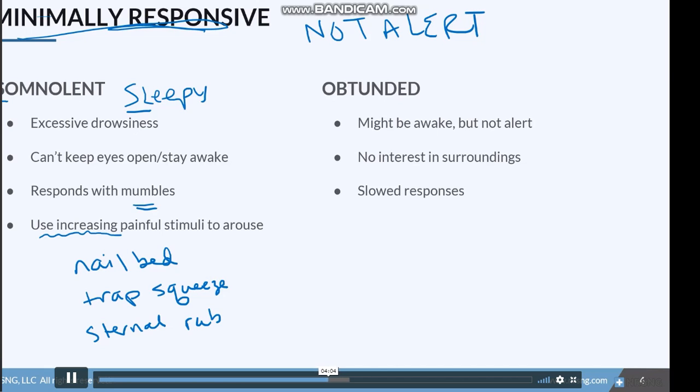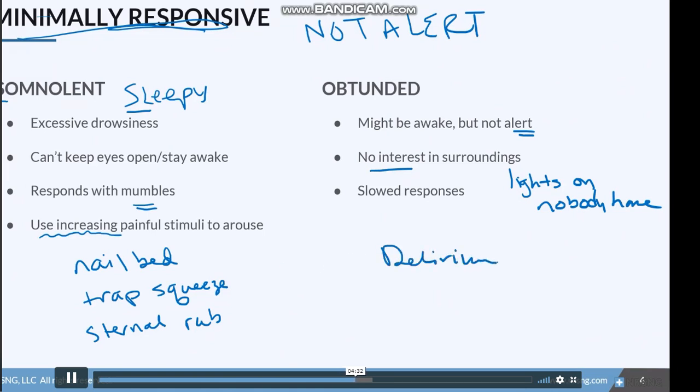It's excessive. Now, obtunded is a little bit different. This is someone who might actually be awake, but they're really not alert or aware of their surroundings at all. They are not interested. It's like the lights are on, but nobody's home. Now, their responses are slowed, or honestly, they might not even respond at all. Sometimes it's like they're just staring right through you. And honestly, they may also have some delirium with it, just depending on what's going on.